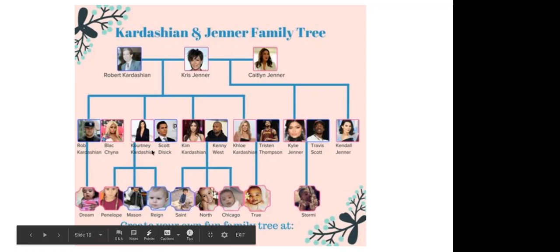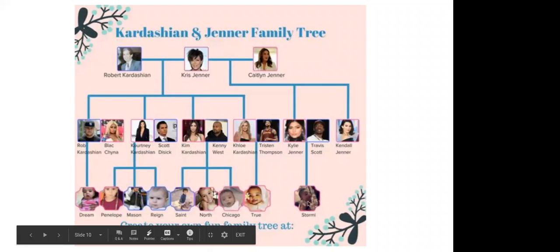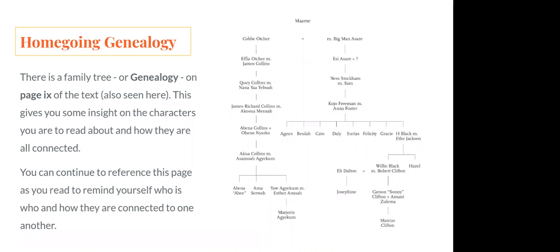We have Courtney and Scott Disick. They have all these kids. All right. And then we have Kris and Caitlyn Jenner, formerly Bruce Jenner. So they give us Kylie and Kendall. And then Kylie marries Travis Scott. They have Stormy, right? So it's pretty much our real world example of how we can map up this family tree, right? So how does this relate to the story that we're going to read?